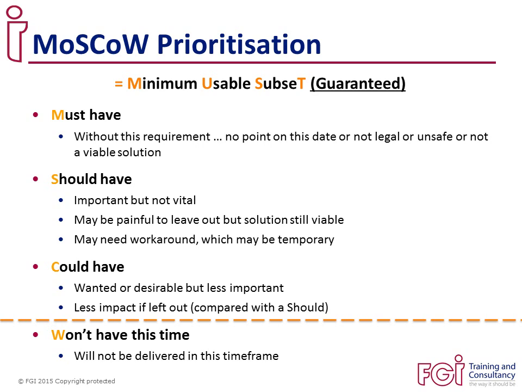Could-haves are regarded as nice-to-haves, and won't-haves will not actually be delivered within this particular time frame, but can be considered for later inclusion. It can't be emphasised enough that understanding this technique is crucial to the successful implementation of DSDM or any other Agile method.